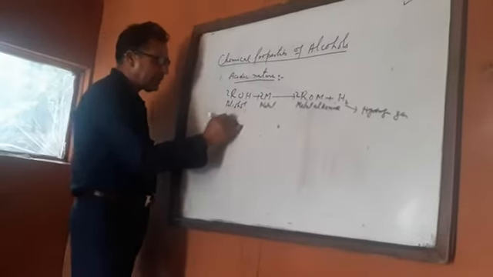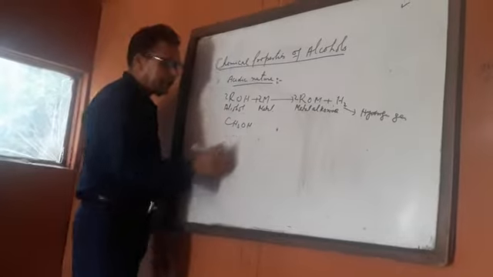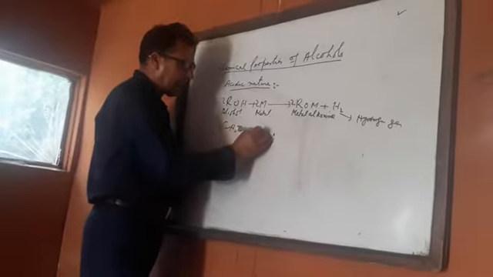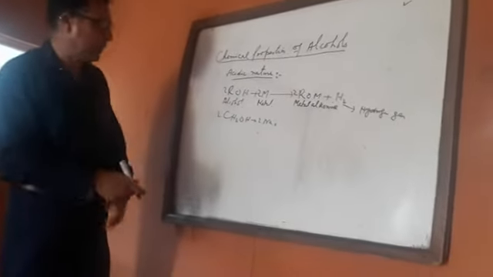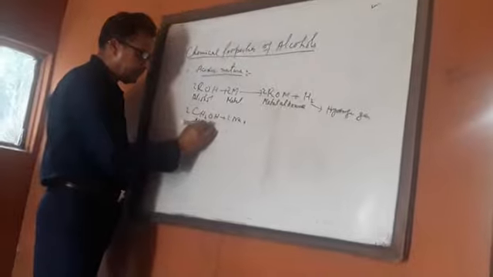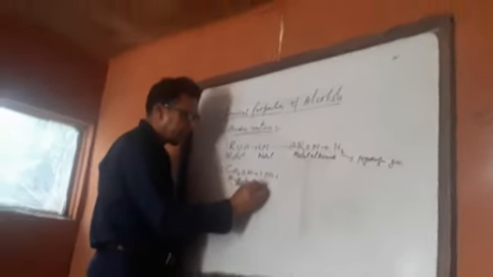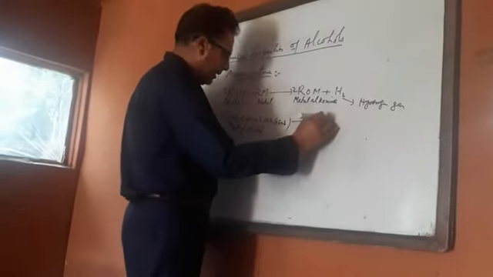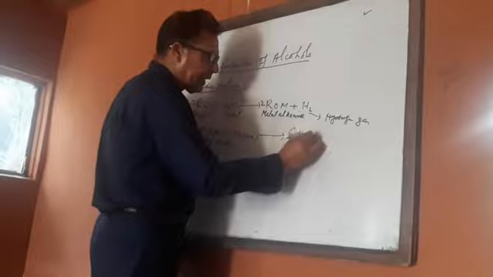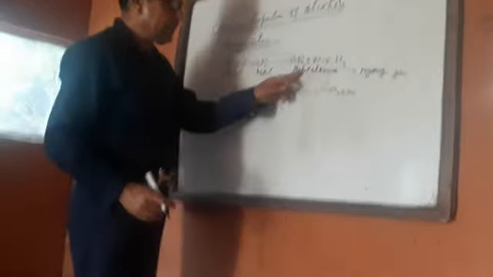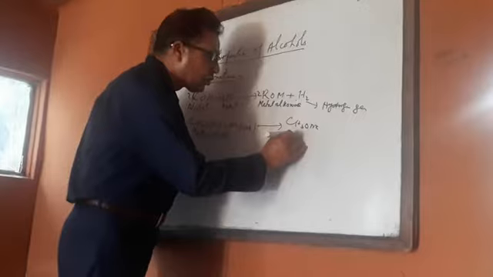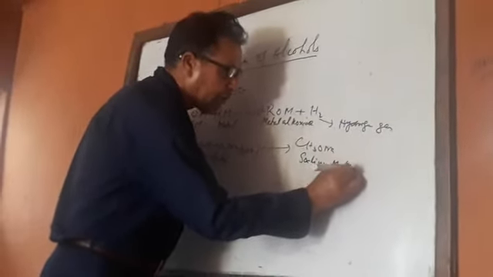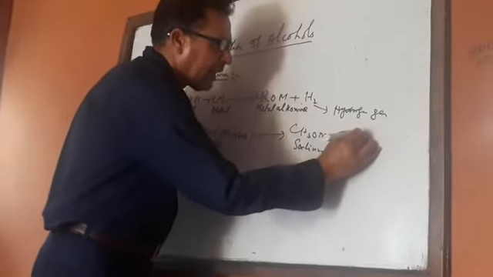So, we will write here CH3OH. This is called methyl alcohol. Plus 2 times Na. This is called active metal sodium. It gives us CH3ONa. This is called metal alkoxide. This is called sodium methoxide. Sodium methoxide plus hydrogen.